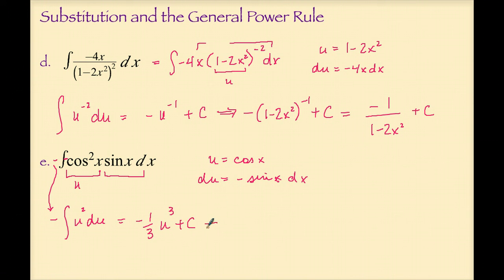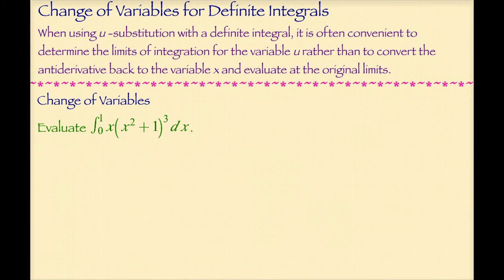As always, our last step is replacing u with the original expression. This will give us -1/3 cosine x cubed plus c, which can also be written in this way: -1/3 cosine cubed x plus c. In our last example, we're going to demonstrate using a change of variables for definite integrals.